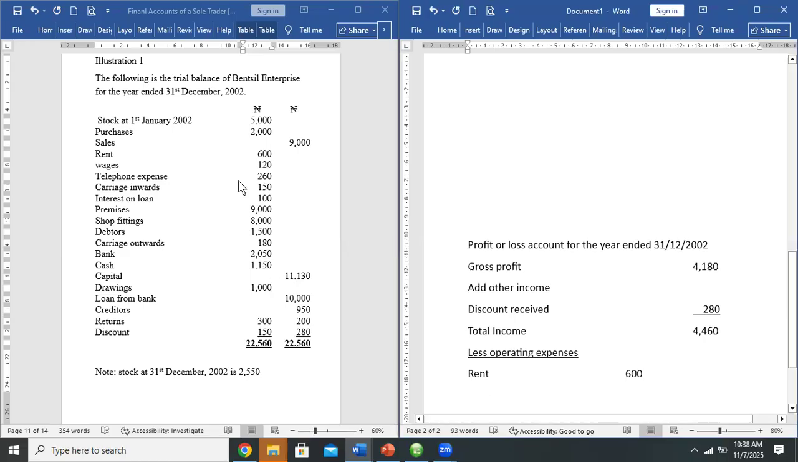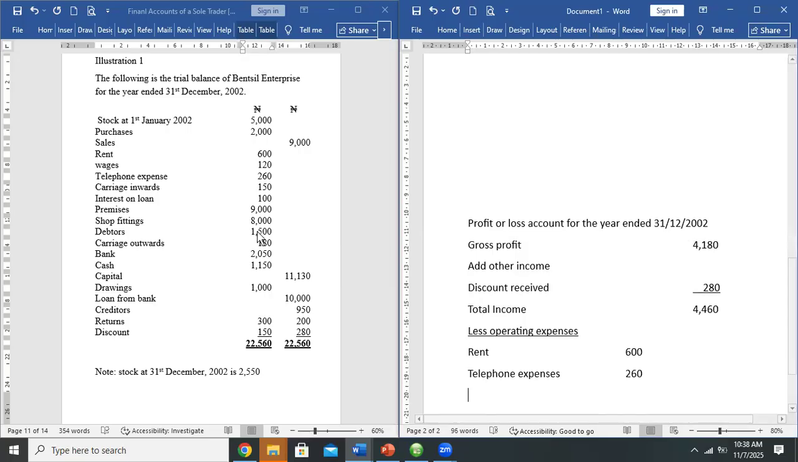We go to the next one, which is wages. This wages is a direct trading expense we have used in the trading account, so no wahala. You come to the next one, telephone expense. That one is 260. The next one is carriage inwards. We have already used carriage inwards. The next one, interest on loan. If you go and take a loan and they are charging you interest, it's an expense. So interest on loan, 100.